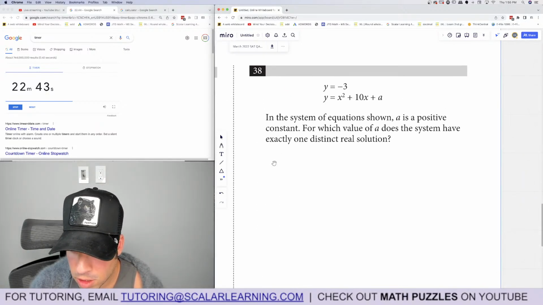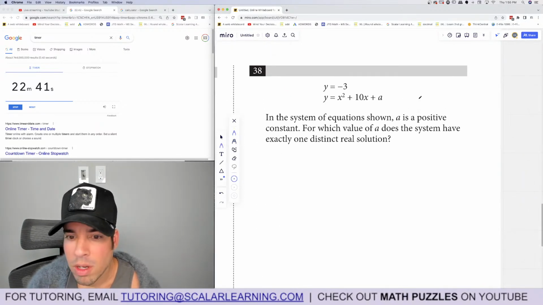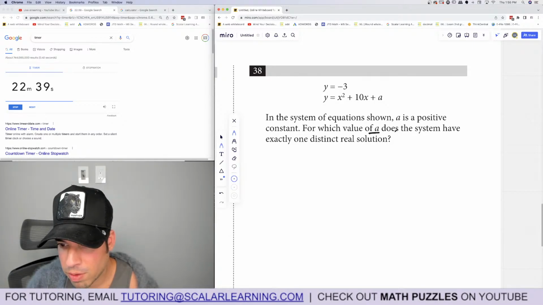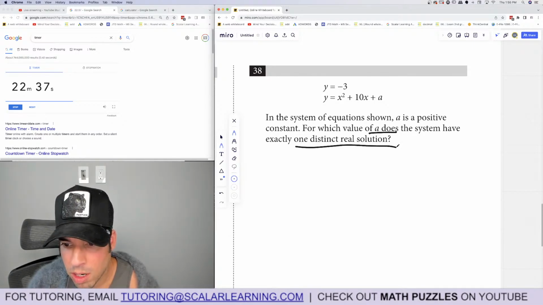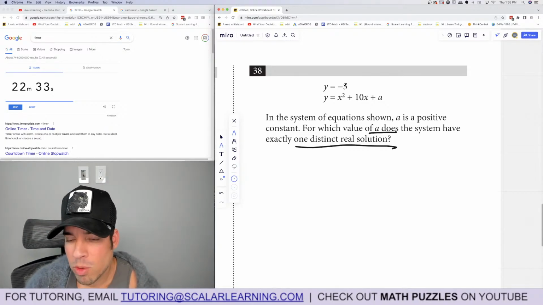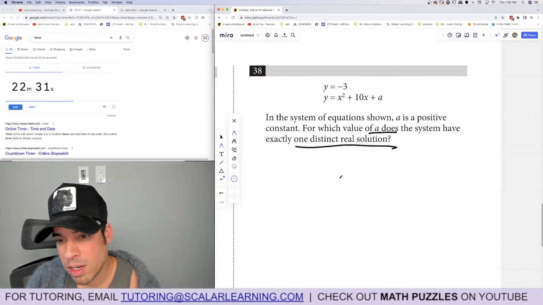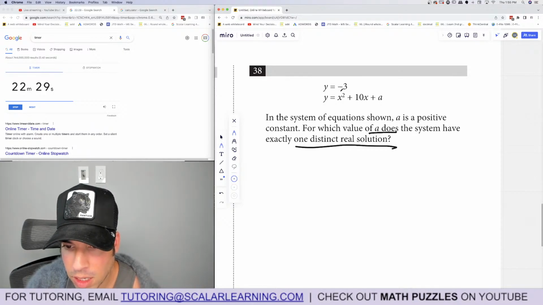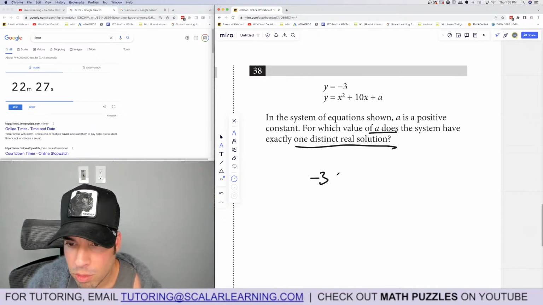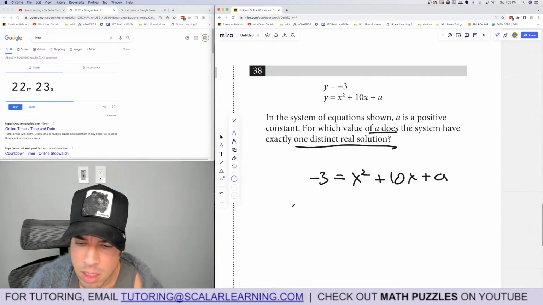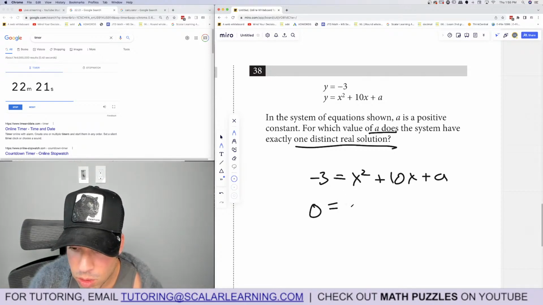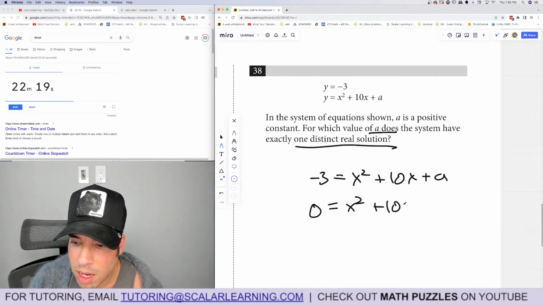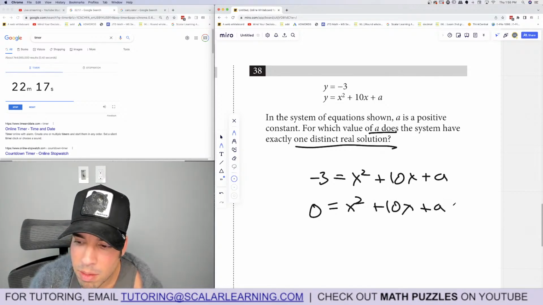38. In the system of equations shown above, a is a positive constant. For which value of a does the system have exactly one distinct real solution? All right, so check this out. I'm going to set these equal to each other to find, first of all, the intersection. So I've got -3 in for y. -3 equals x squared plus 10x plus a. Then I'm going to add 3 to both sides. 0 equals x squared plus 10x plus a plus 3.